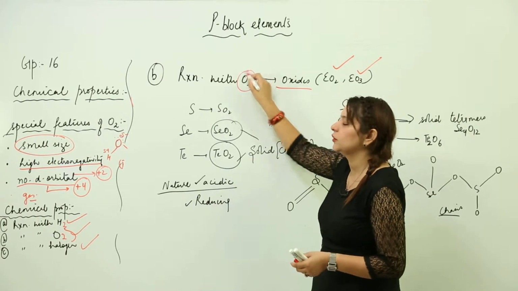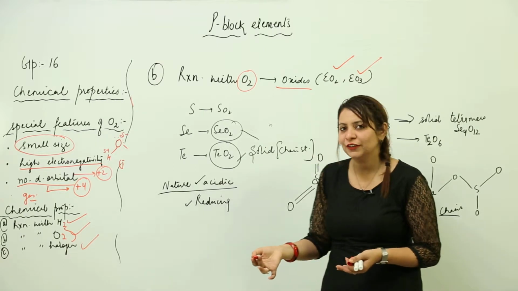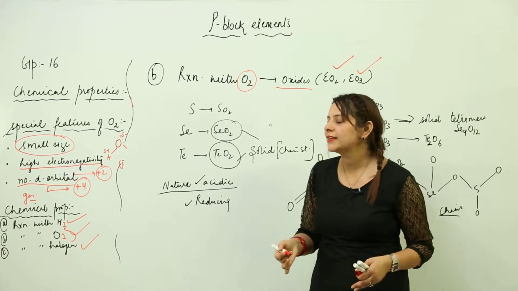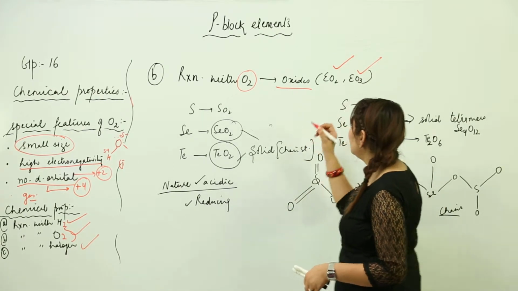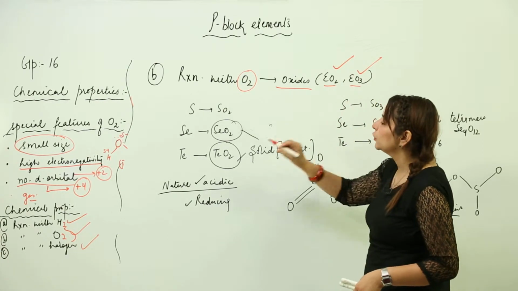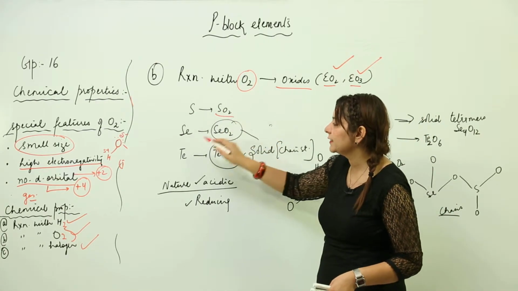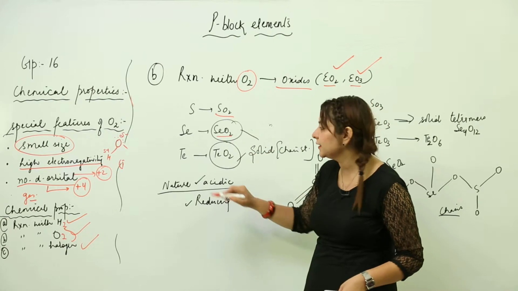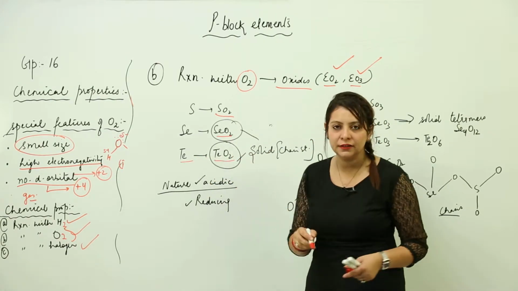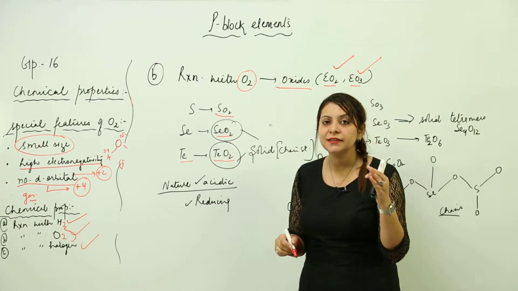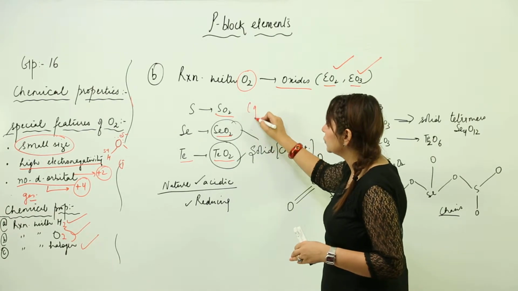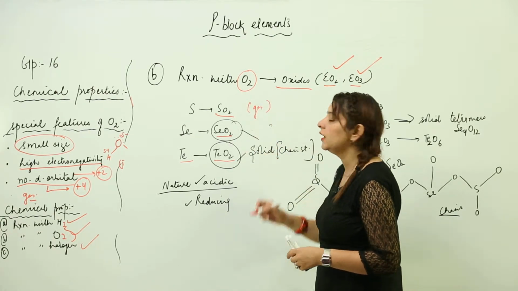because we know there is a reaction with oxygen, and oxygen again is an O2 molecule, right. So we will be starting with sulfur first. We see that they form oxides, di and tri. So sulfur forms sulfur dioxide, selenium forms selenium dioxide, tellurium forms tellurium dioxide. As far as the states are concerned, SO2 is a gas and the other two are solid.